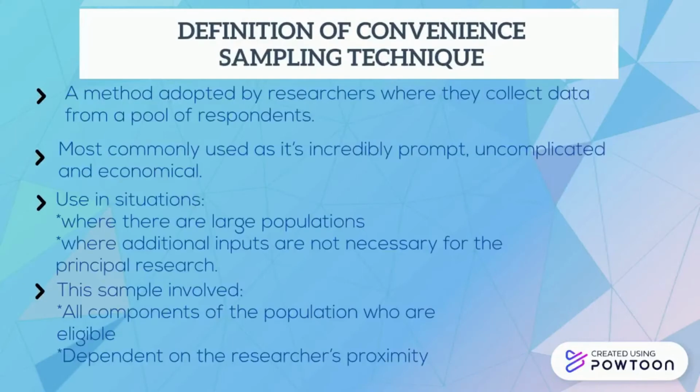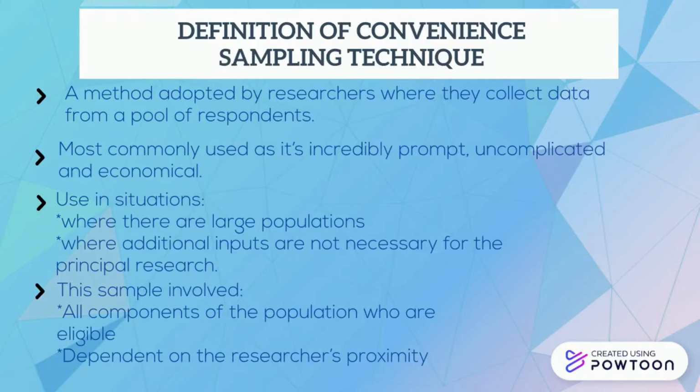Convenience sampling technique is a method adopted by researchers where they collect market research data from a conveniently available pool of respondents. It is most commonly used as it's incredibly prompt, uncomplicated, and economical. Researchers use convenience sampling in situations where there are large populations as they are not easy to reach.